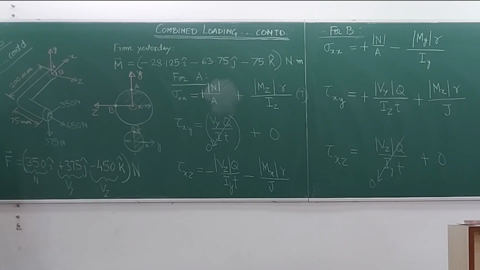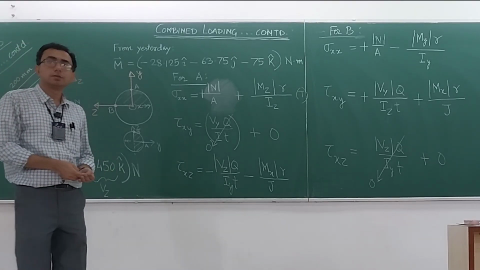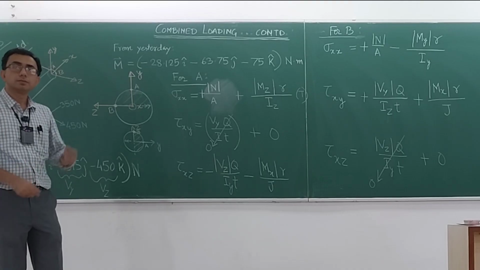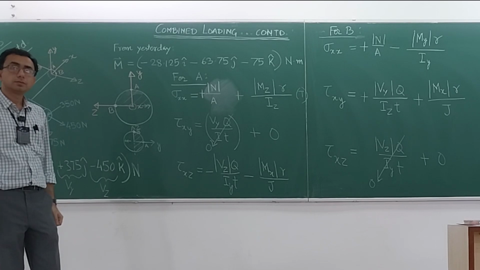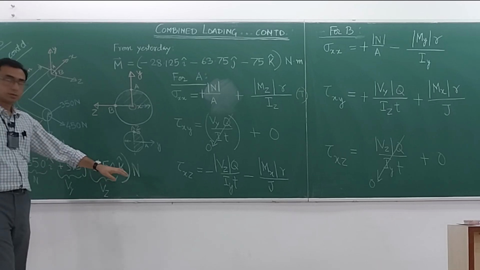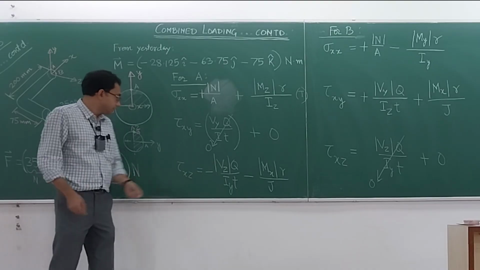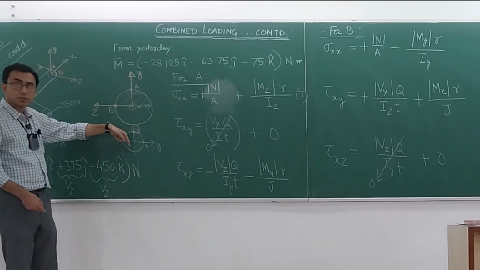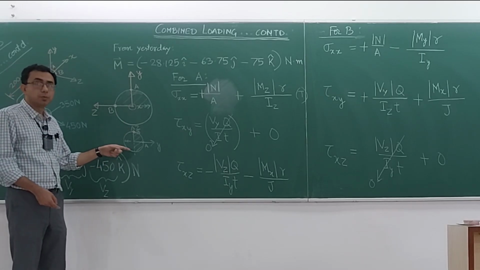So when we are finding the stress along Y direction, we are taking the axis as Z, and when we are finding the stress along Z direction, we are taking Y. You are talking about the transverse shear. Yes. So this Vz is like this. This Vz is associated with which moment?